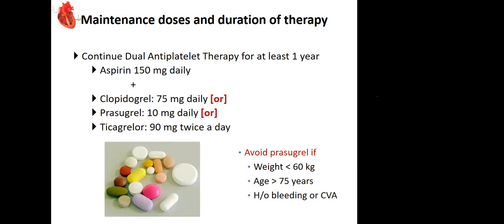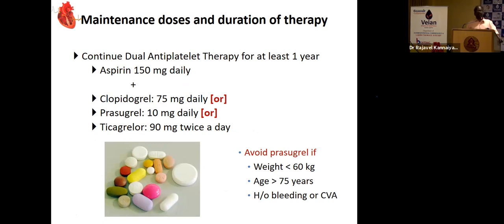Next. Usually after the therapy, I have to continue dual antiplatelet therapy. You can give aspirin with clopidogrel, or aspirin with prasugrel, or aspirin with ticagrelor. Clopidogrel 75 milligrams, usually given as a BD dose, prasugrel 10 milligrams OD, and ticagrelor 90 milligrams BD. You can give aspirin with any one of these. But in the case of prasugrel, you have to be cautious, because it should not be given to a patient weighing less than 60 kg, or more than 75 years old, or with a history of high chance of bleeding or ICH. It should be avoided in such cases.